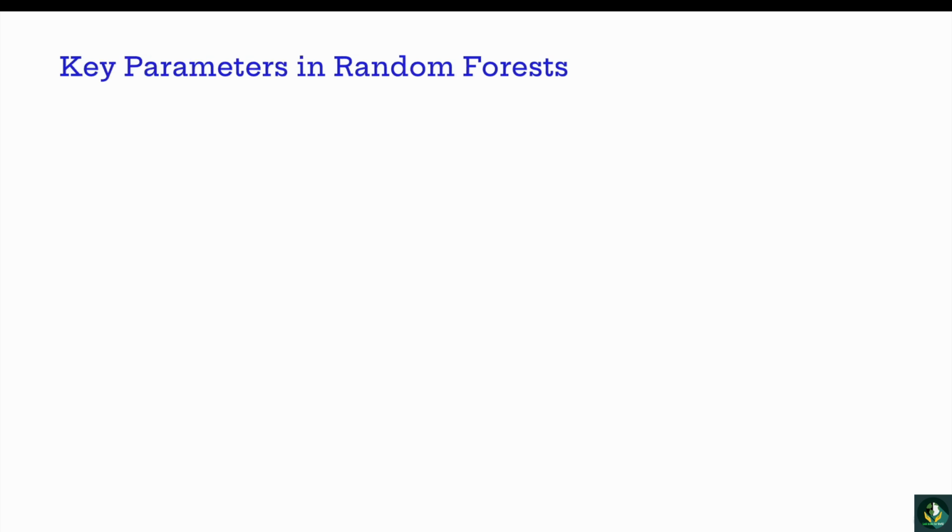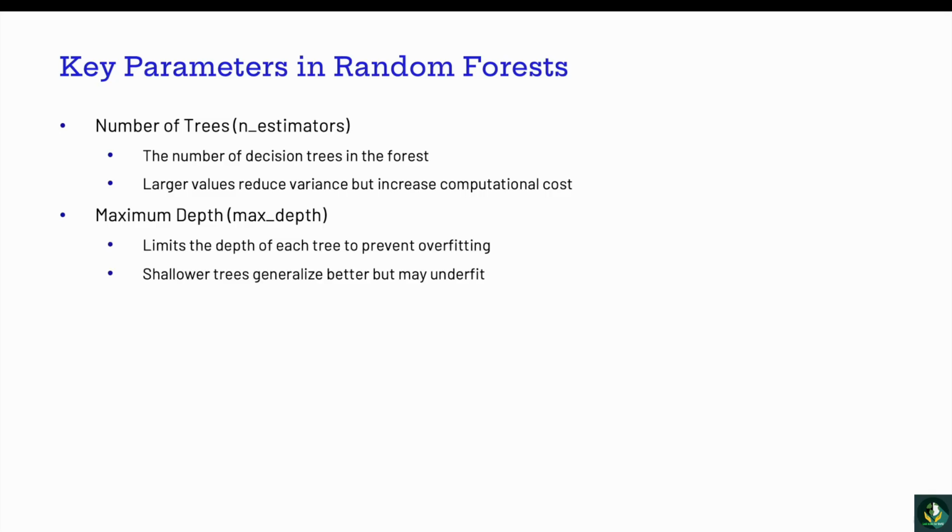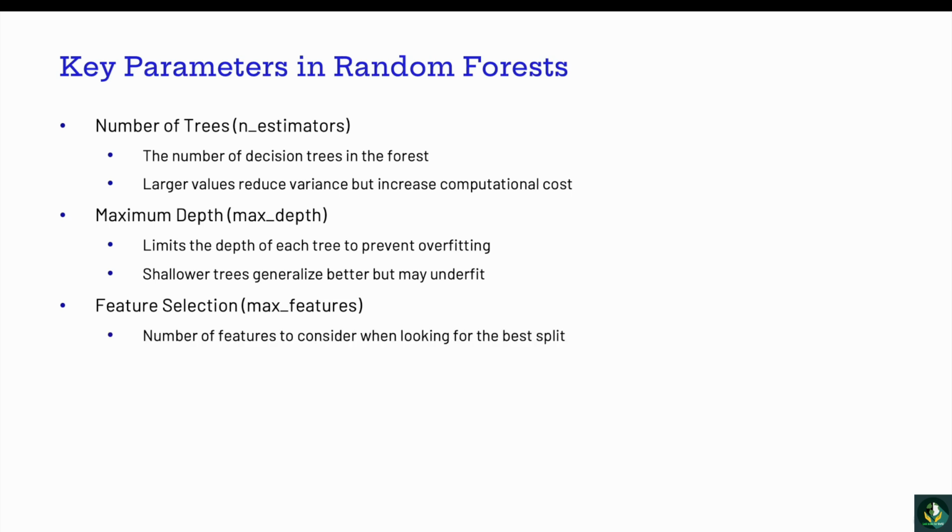Now let's talk about the key parameters in random forest, which we used last week in one of the projects. First is the number of trees, also called n_estimators, which is the number of decision trees in that particular forest. Large values reduce variance but increase the computational cost. We also use the maximum depth, max_depth, which limits the depth of each tree to prevent overfitting. Shallower trees generalize better but may underfit. Then we use feature selection, which is max_features, the number of features to consider when looking for the best split.